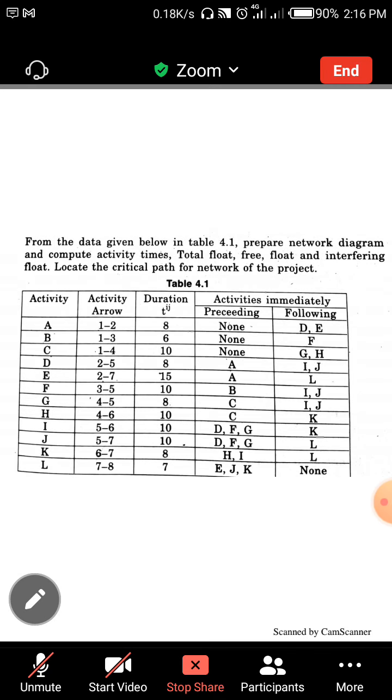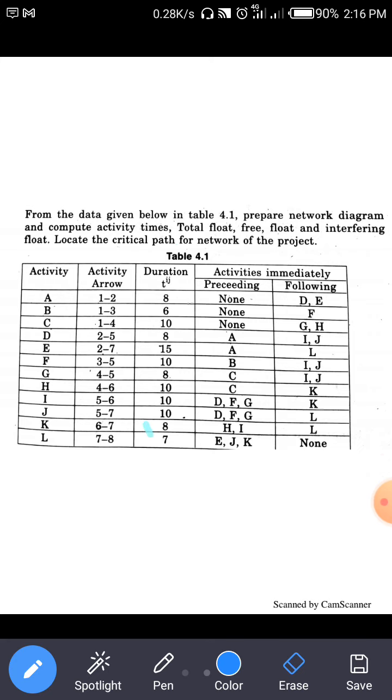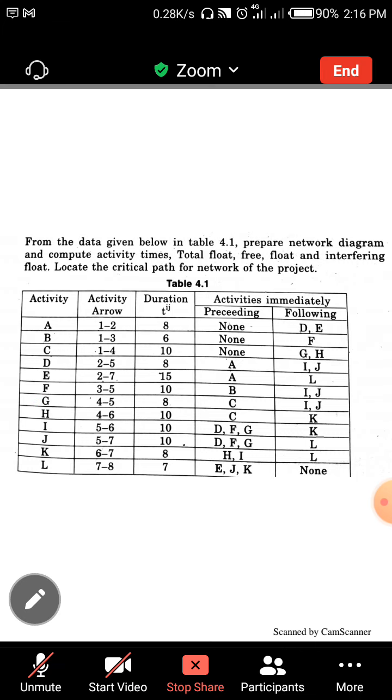In the example data, the time duration is given as per the activity and arrow, and the durations are different. Clear? Preceding and following activities are also given. If we cross-verify the activity arrows, we know exactly the preceding and following activities for a particular activity arrow.